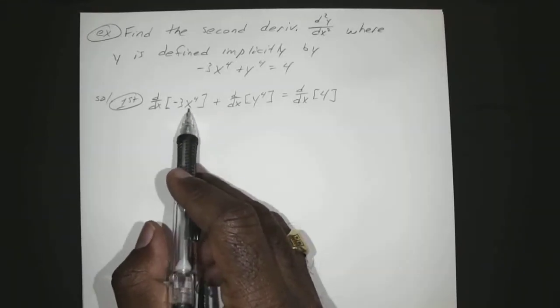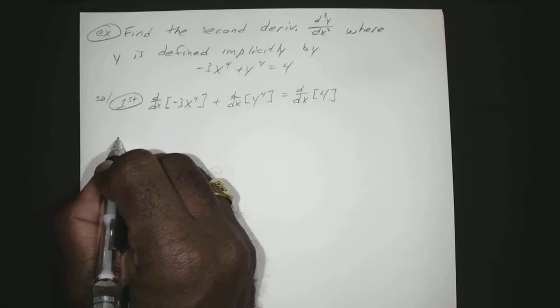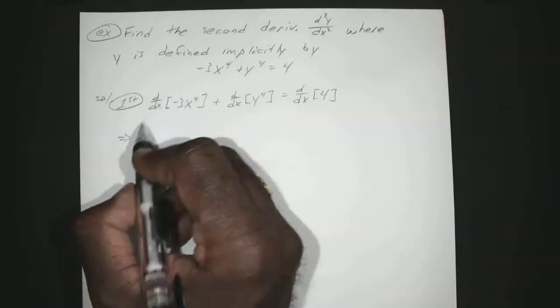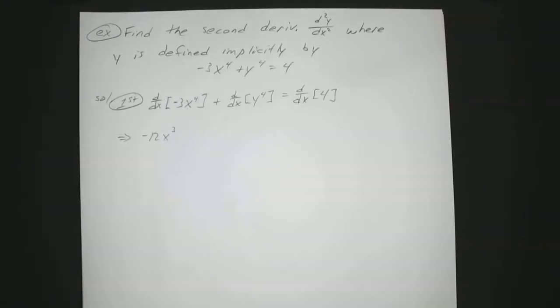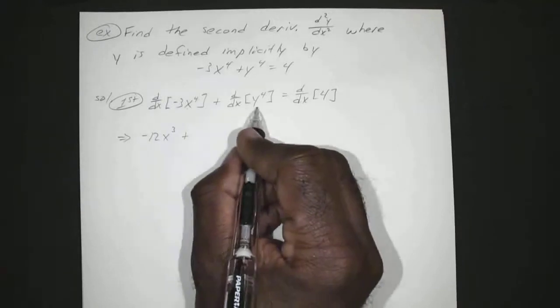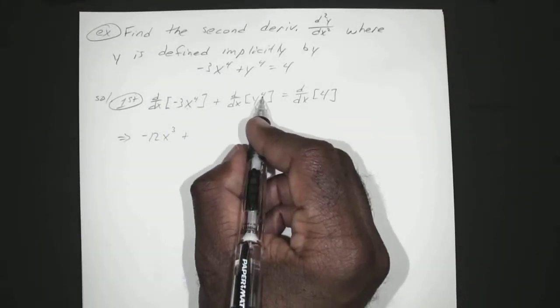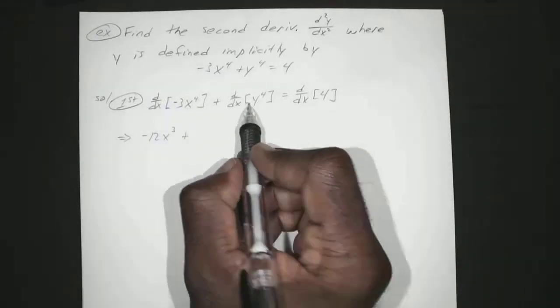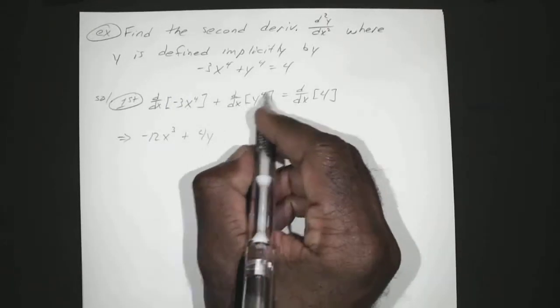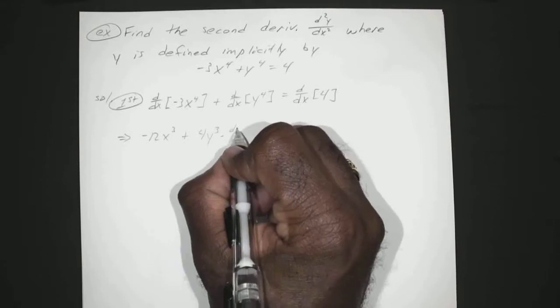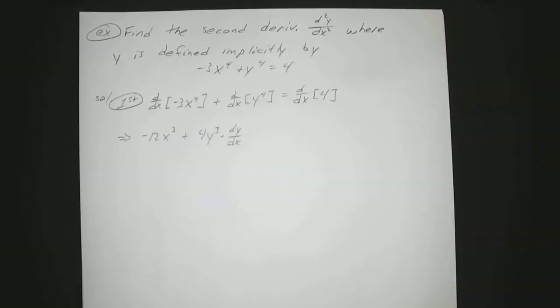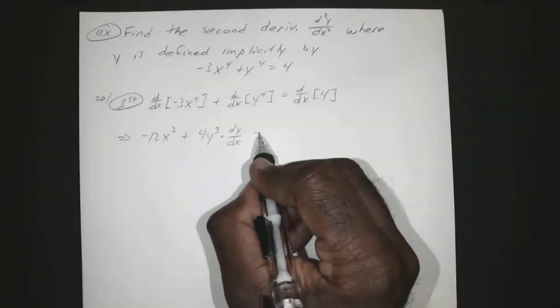Okay, so since this is a function of x, we just have to bring down our 4. So that gives us negative 12. And we subtract 1 from the exponent. Plus derivative of y to the fourth with respect to x. Just bring down our 4. So we have 4y to the third times dy/dx. And derivative of a constant is just 0.